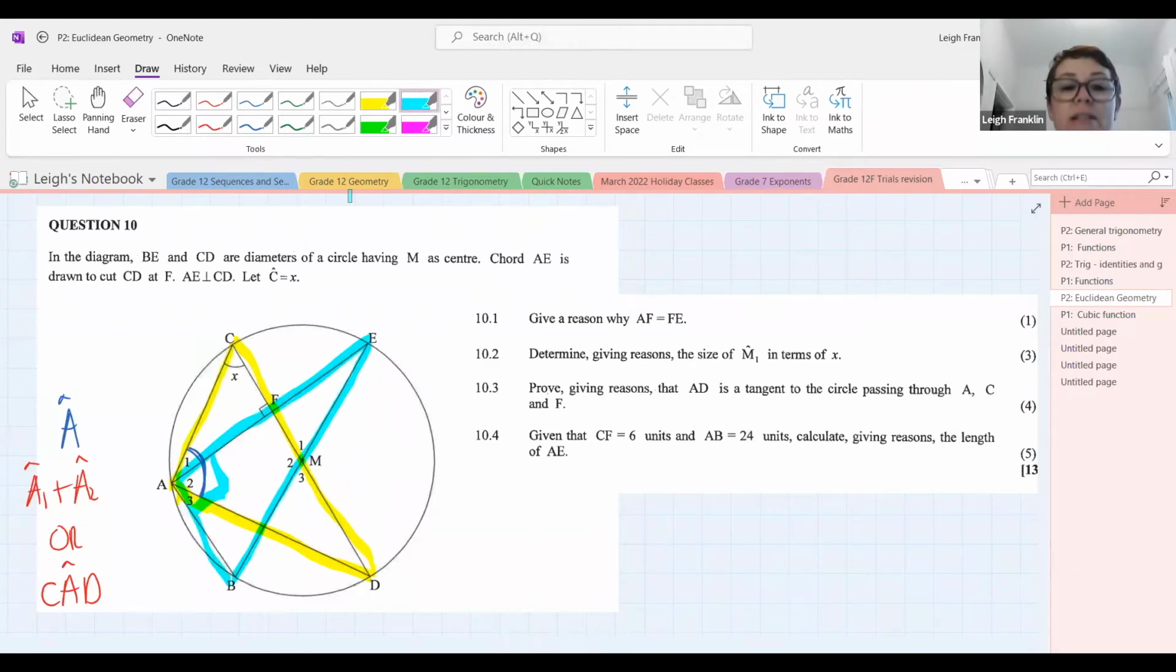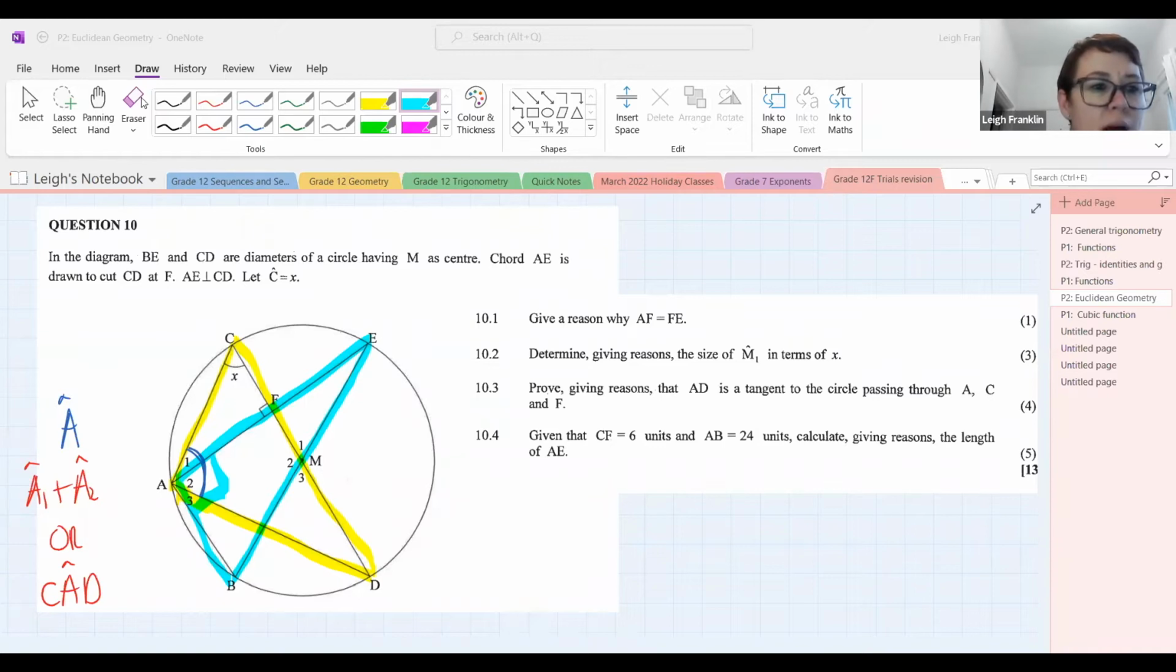So equal to 90. Yes. Good. Well done, everybody. You're looking at this through good eyes. I'm really pleased about that. Well done. All right, so the first question says to us, give a reason why AF equals FE. Why does AF equal FE?